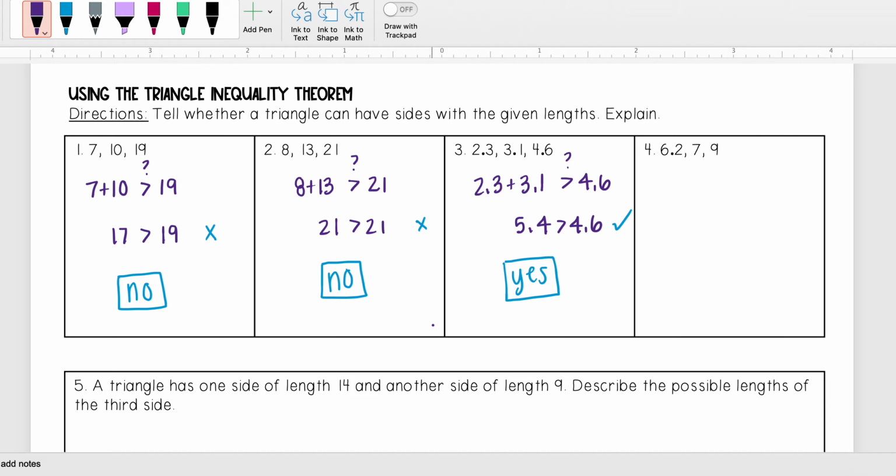Okay, go ahead and pause the video. I want you to try number 4 on your own. When you think you have it, go ahead and press play. So the answer you should have gotten here was yes. When you add 6.2 and 7, you get 13.2, and that is bigger than 9. And so that means this would form a triangle.